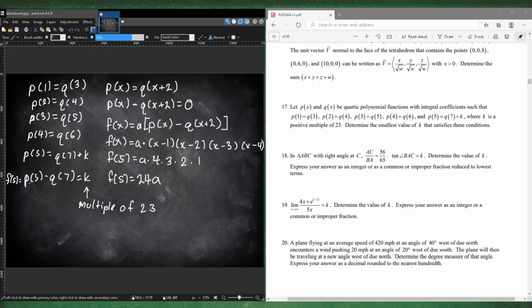But we look at this value, which is f of 5, which is also equal to our k. This is a multiple of 24. So what is the smallest value that we could choose for k such that it's a multiple of 23 and a multiple of 24? Well, that would be 23 times 24. That's the smallest multiple because that's your least common multiple. So 23 times 24 will give you an answer of 552, and that is your answer for number 17.